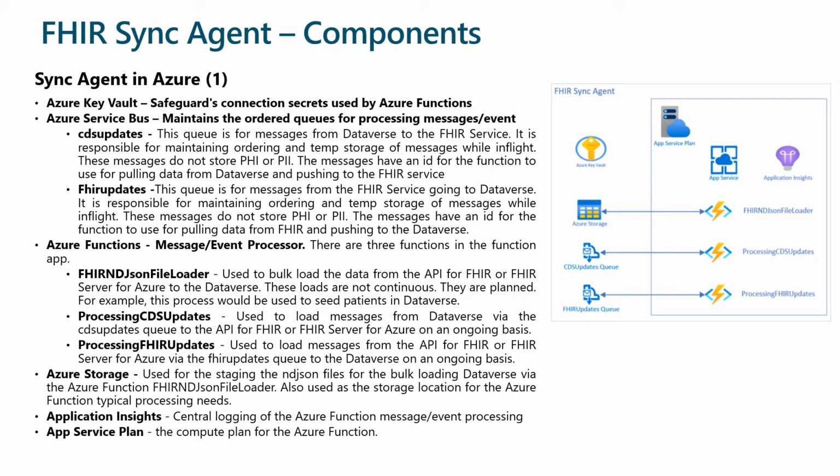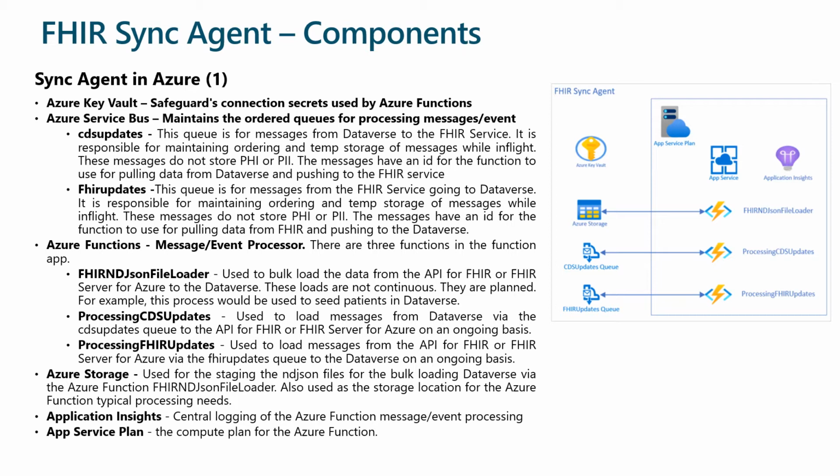In addition to these Key Vault, message queues and the storage, we have three microservices or three Azure functions. The first one is FHIR ND JSON file loader, which is essentially used to bulk load data from the Azure API for FHIR. The next one is the processing CDS updates function, which reads the messages from the CDS update queue and processes it to the FHIR.